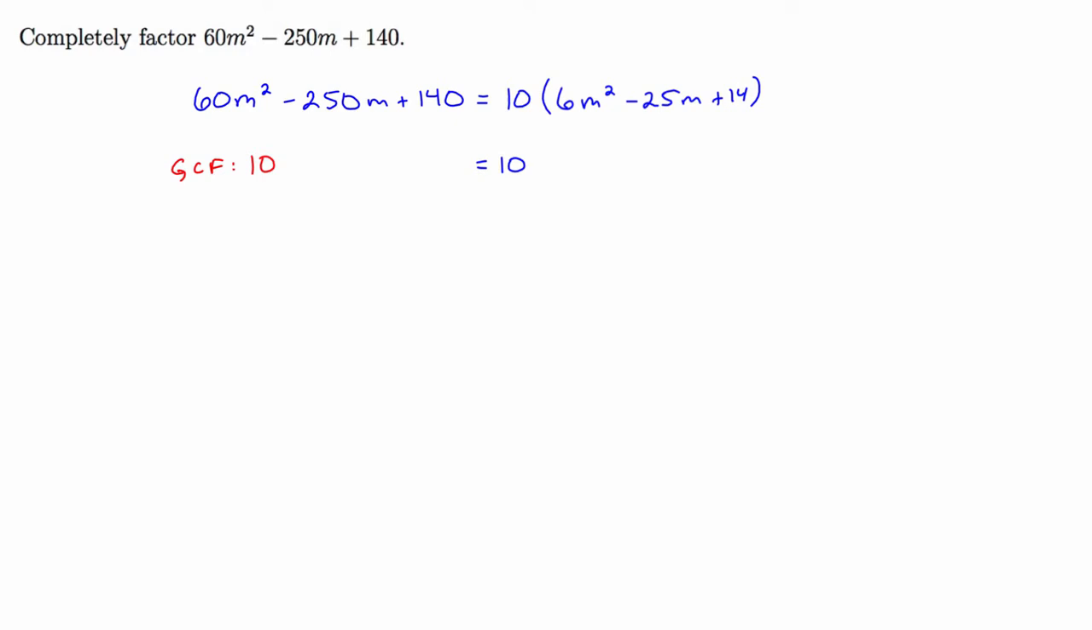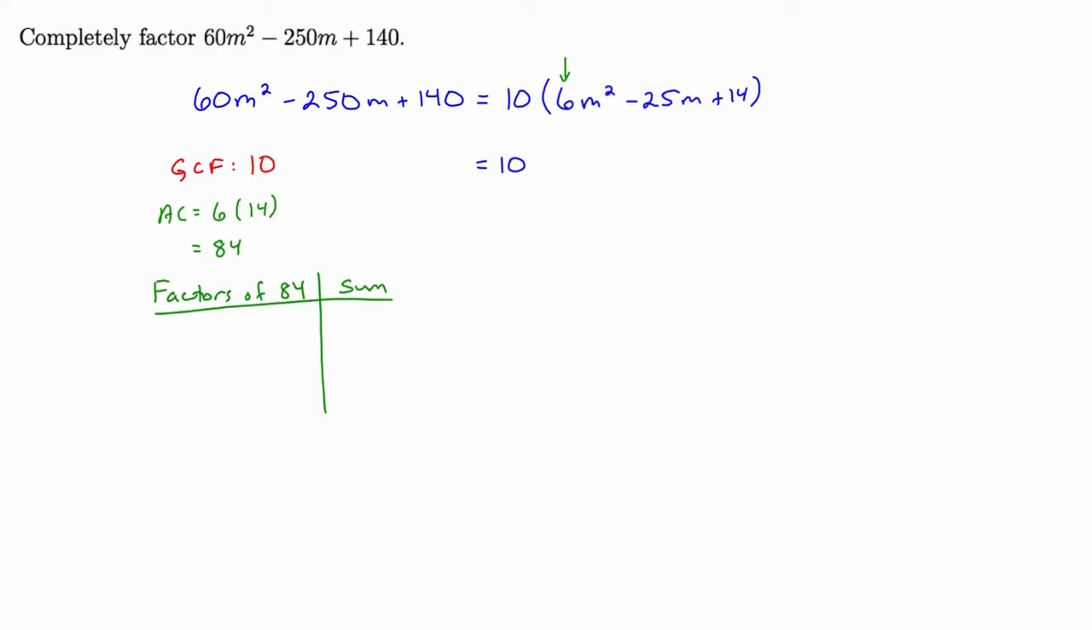Now looking at what is left inside the parentheses, we have a trinomial. Not only is it a trinomial, it is a trinomial whose leading coefficient is not 1. So we will choose to use the AC method. The AC method says we're going to take the A, the leading coefficient, and the C, the constant term, and multiply them. 6 times 14 is 84. We're now going to make a table of factor pairs. The first column will be the factors of 84, and the second column will be the sum of those factor pairs.